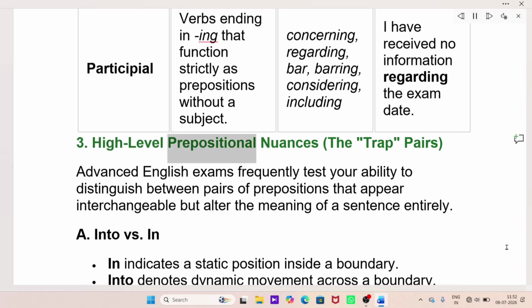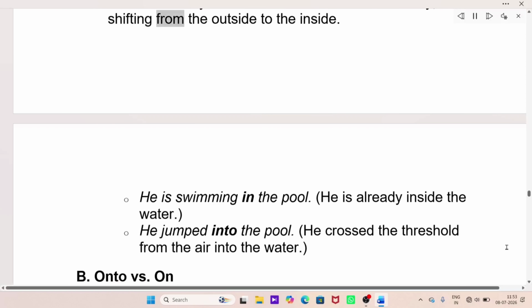3. High-level prepositional nuances, the trap pairs. Advanced English exams frequently test your ability to distinguish between pairs of prepositions that appear interchangeable but alter the meaning of a sentence entirely. A. Into vs. In. In indicates a static position inside a boundary. Into denotes dynamic movement across a boundary, shifting from the outside to the inside.